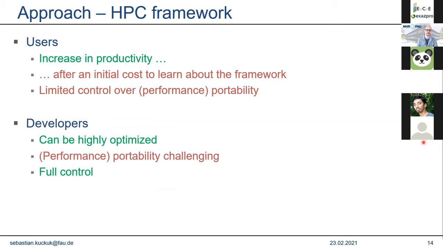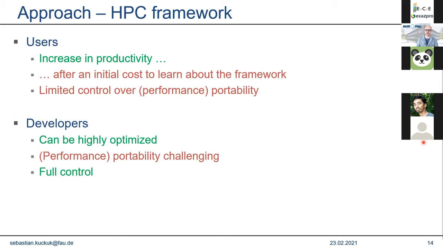On the developer side, a framework is more or less just a very big specialized code. So this can be highly optimized, but with the same kind of cost. So performance portability is challenging. Of course, you have the option to specialize for different hardware and provide many different implementations, but usually the maintainability is then, well, hard. And again, you have full control over the software, so you don't have any additional tools. If it's slow, you can work out what is going wrong and fix it. But as I said before, performance portability is challenging, and by that also the productivity for the developers is challenging.